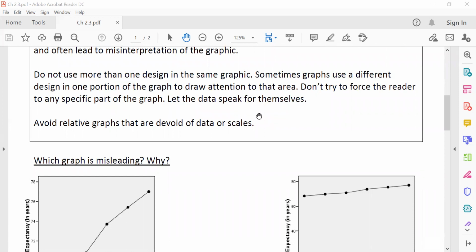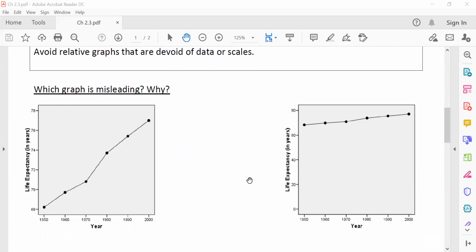Avoid relative graphs that are devoid of data or scales. I agree with that sentiment.